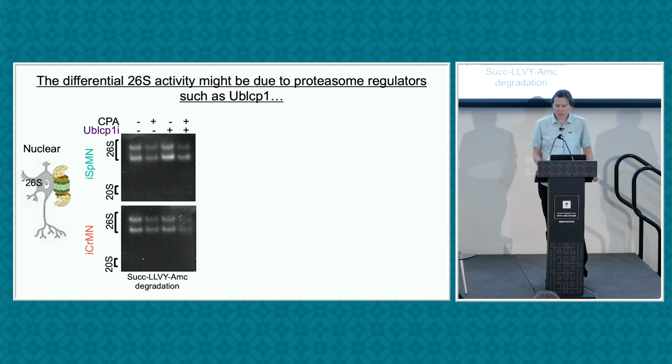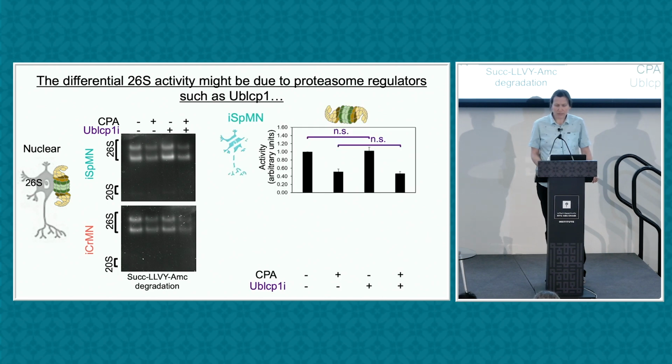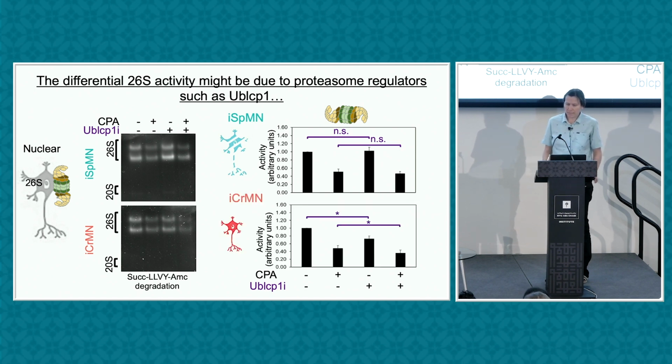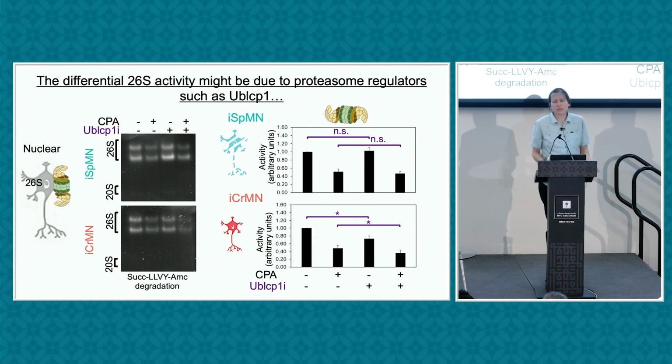And so in the interest of time, I'm just going to cut to the results. In the spinal motor neurons, you actually don't see a difference when you inhibit UBL-CP1. But in the cranial motor neurons, you do see a dependency on UBL-CP1. So the actual work is a bit more complex, but I just wanted to jump to that big finding.